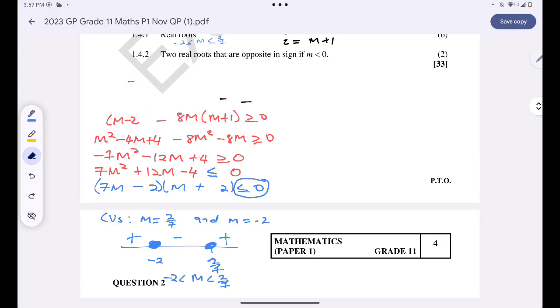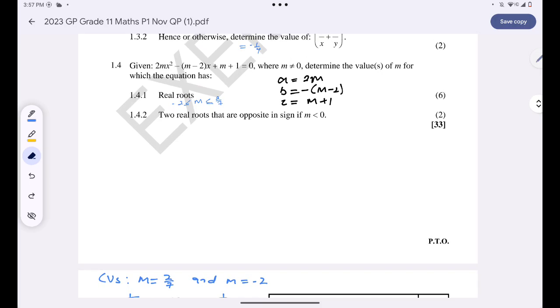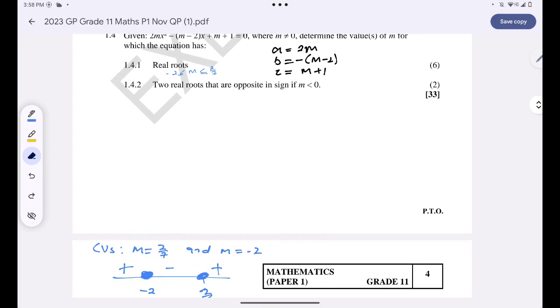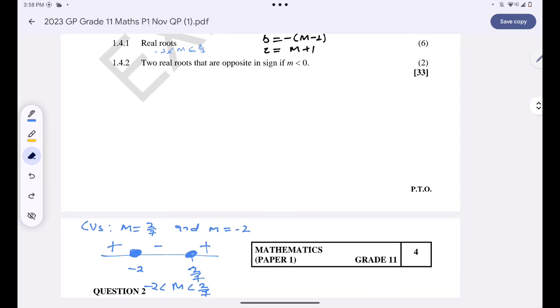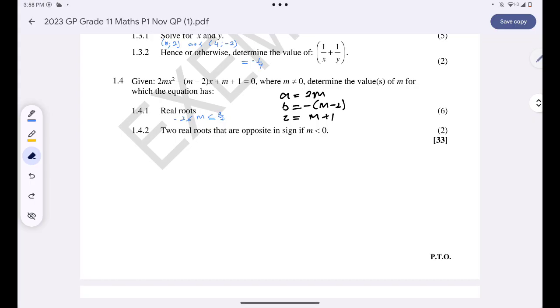Okay, and then now let's move to question 1.4.2. Determine the values of m for which the equation has two roots that are opposite in sign if m is less than 0, if m is a negative number. Okay, if m is negative, guys, we need to look at this thing as a quadratic function. Remember that you have 2 multiplied by a negative number. This simply means that a will be less than 0. Number 1. Are you together?